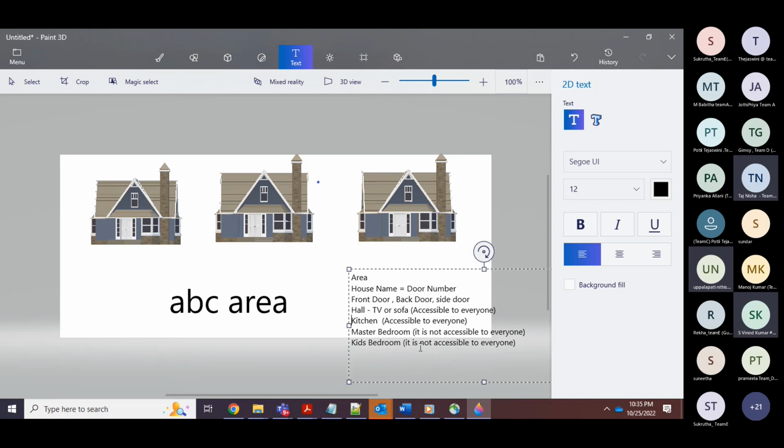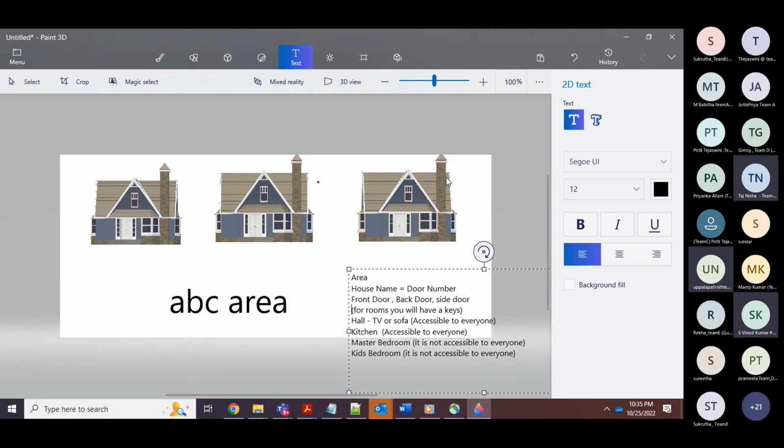Now, when we talk about all these rooms, there will be some sort of a door and there will be some sort of keys also, right? Yes, sir. For a room, you will have keys also, right? Yes, sir. Okay.